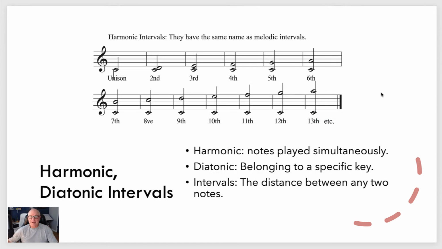You will recall from the last lecture that we introduced harmonic intervals. And harmonic refers to notes that are played simultaneously. Diatonic means belonging to a specific key. So in this case, all these diatonic intervals belong to the key of C. So we call them harmonic diatonic intervals. And of course, the interval is a distance between any two notes. Now this is crucial to understand because it's going to get a little more interesting.